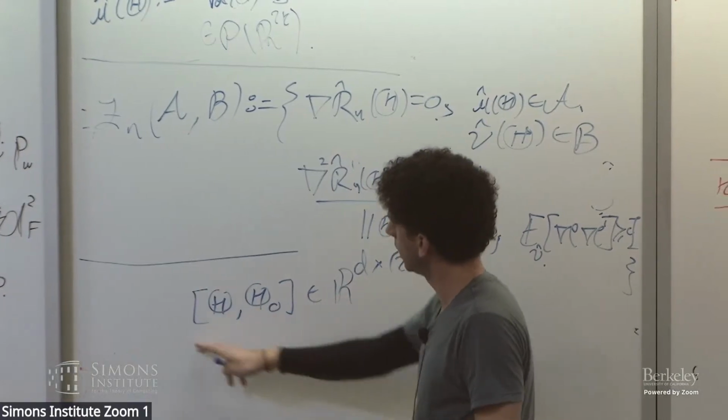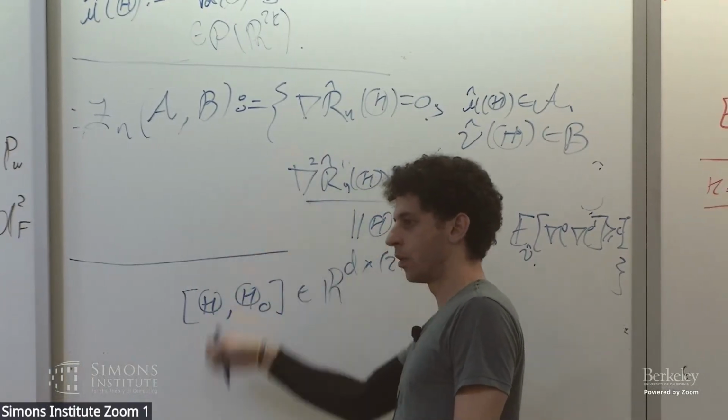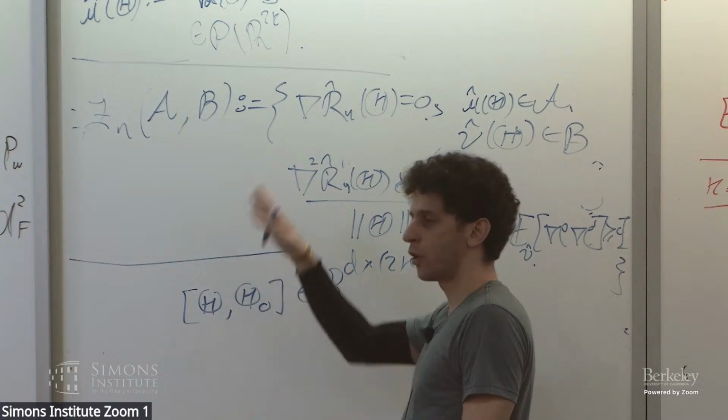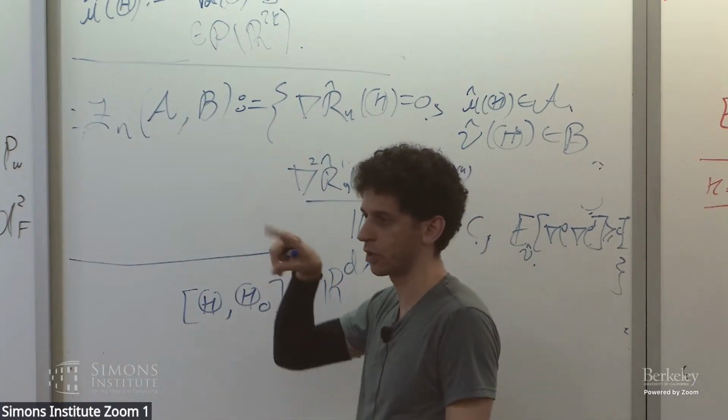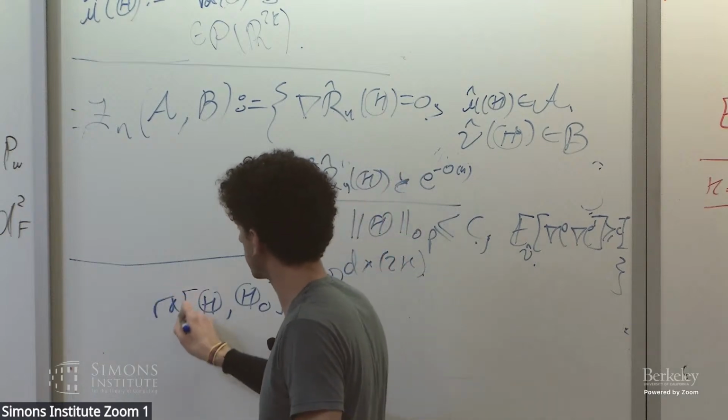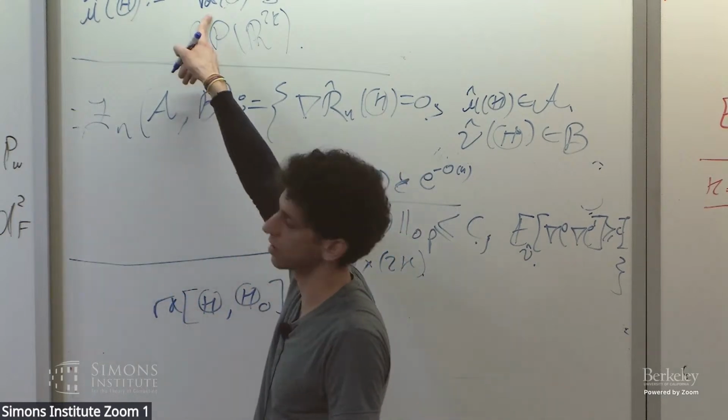The norm of the columns of this matrix are order 1, so the elements are order 1 over root d. I'm just multiplying by root d so that the elements are order 1, so that this doesn't become something degenerate.